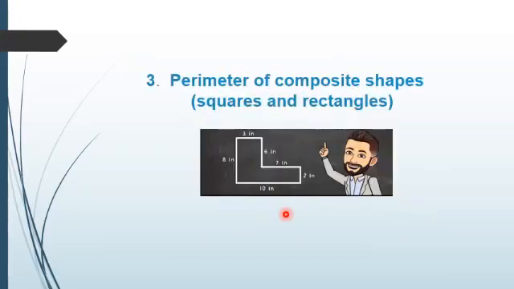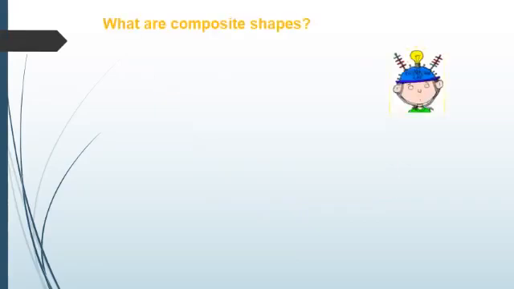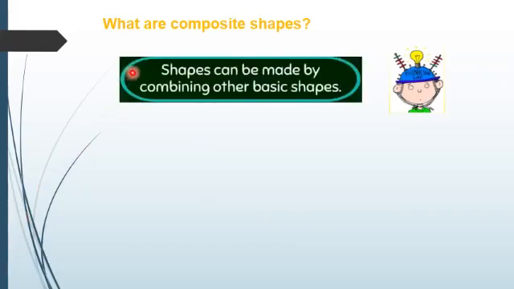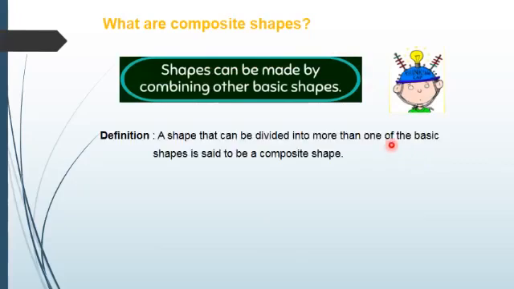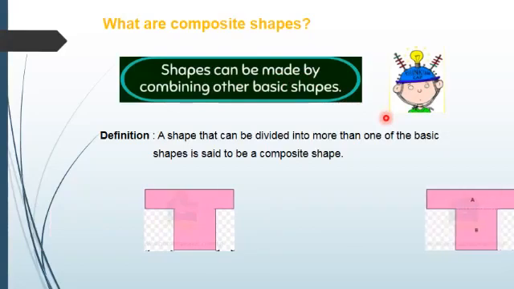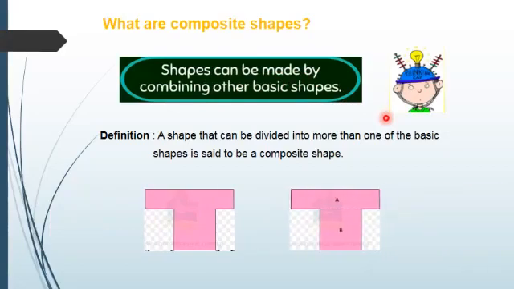Now it's time to find out the perimeter of composite shapes. Now think for a moment, what are composite shapes? We know that shapes can be made by combining other basic shapes. We can place two or more shapes together and that will give you a new shape. So a composite shape is a shape that can be divided into more than one of the basic shapes. Let's have a look at this example. This is a composite shape because it can be divided into two other basic shapes that are a rectangle and a square.